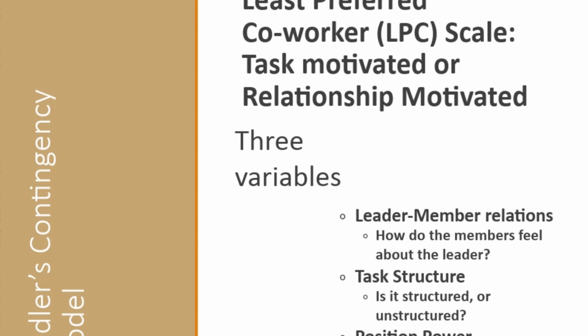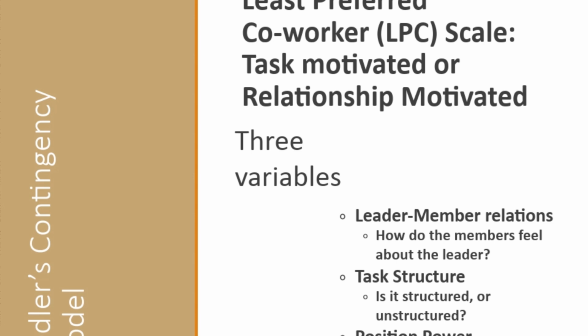Finally, the third variable, the position power, is the authority a leader has to reward or punish their followers. It involves the legitimacy of power based on the position they hold within the organisation.